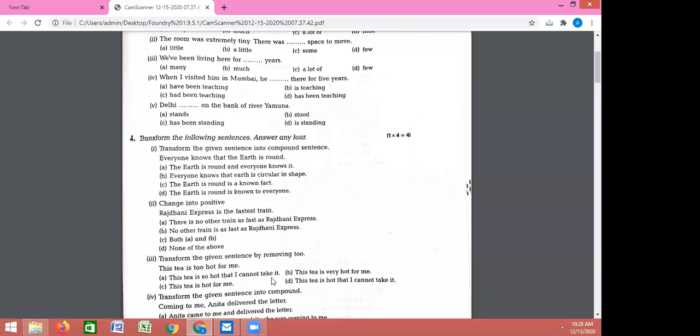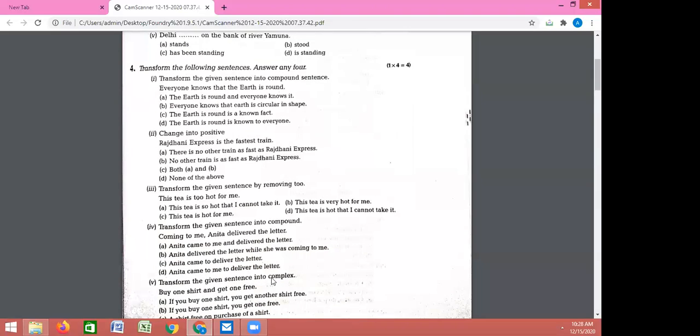Now just look at the next. If we look at the next, we will have to transform the given sentence into compound. Coming to me, Anita delivered the letter. Just look at the right answer. So far as this particular word is a sentence is concerned, you will have to look. The right answer is, I think, option number A. Anita came to me and delivered the letter.